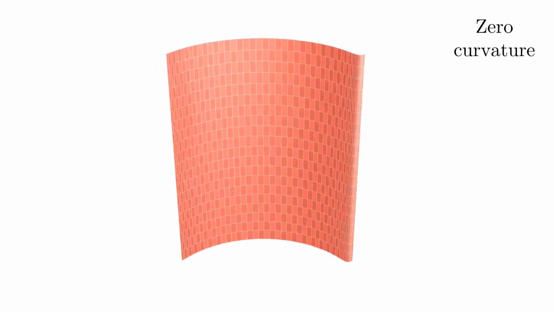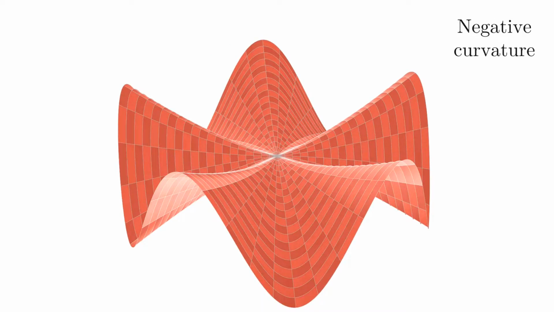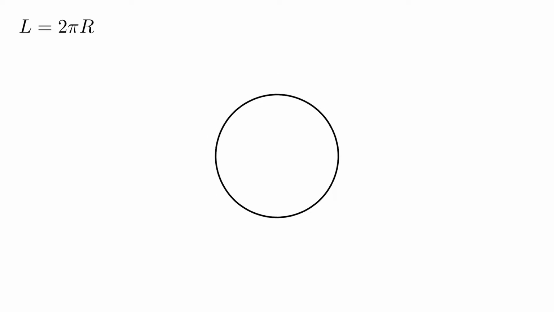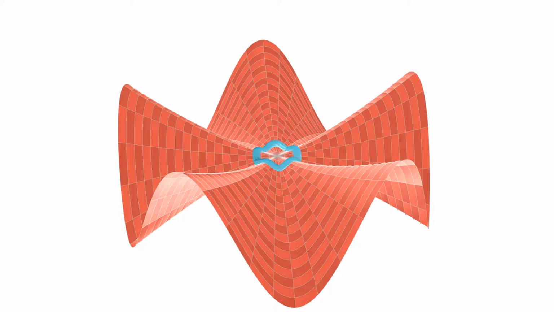Flat or Euclidean space has zero curvature. Spherical space has a positive curvature. Hyperbolic space has negative curvature. On the plane, which has curvature 0, the length of a circle of radius r is 2 pi r. On a sphere, which has positive curvature, the length of a circle is less than 2 pi r. On a saddle, which has negative curvature, it is more than 2 pi r.